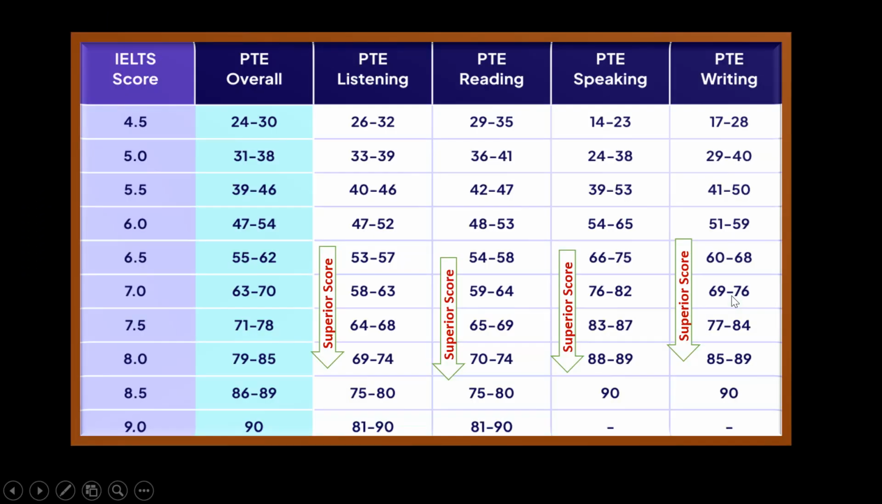And for people who are trying for immigration, the superior score, effective 7th of August 2025 onwards, is going to be an overall 79. Anywhere from 79 to 85 is acceptable. That comes under superior score. And in listening, even if you get 69, that is fine. That means 8 in IELTS. And in the reading module, even if you get 70, that's fine. Speaking 88, and writing 85.